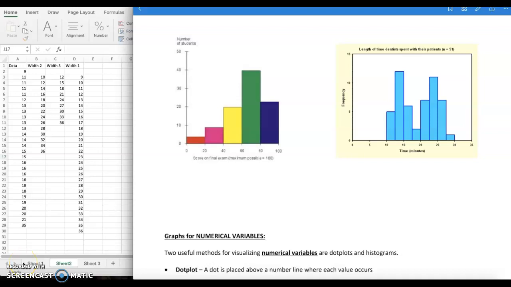Okay, continuing to look at some numerical graphs to describe what they look like, shape, center, and spread-wise. The next one we have scores on the final exam out of 100 and the number of students who achieved these scores. So this is like a graph that I might make for one of my classes.